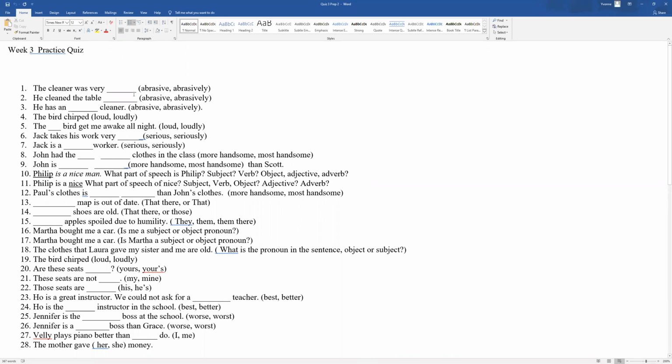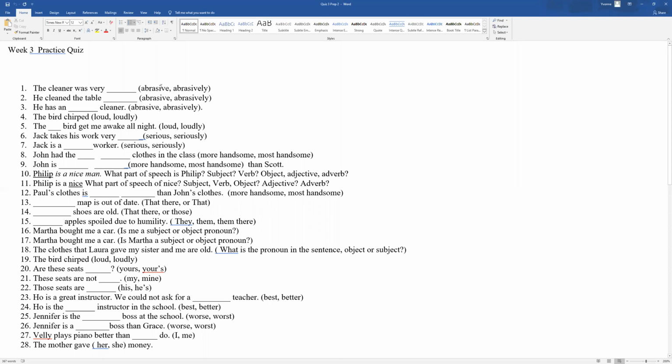So this is a week 3 practice quiz. So remember that you had to know the difference between an adjective and an adverb. And I already told you that an adverb is always a word that ends in ly. So here you have an adverb, ly. The cleaner was very abrasive or abrasively. Abrasive means something that cleans very harshly.